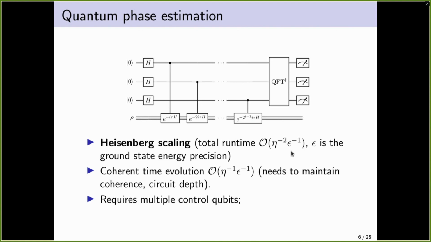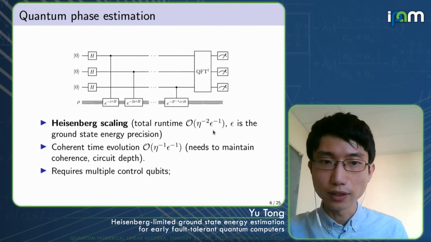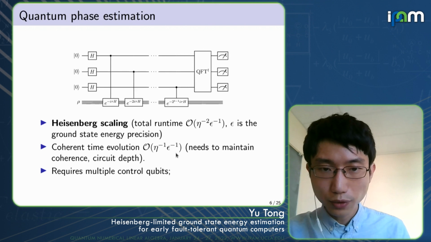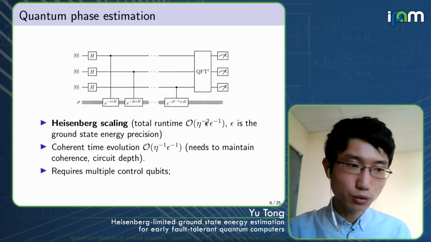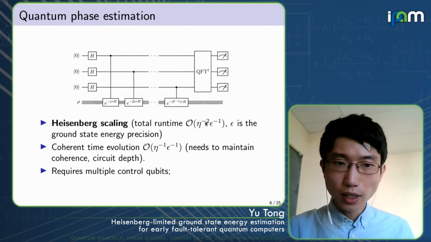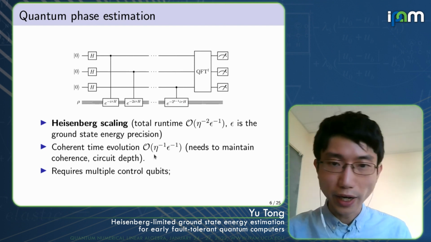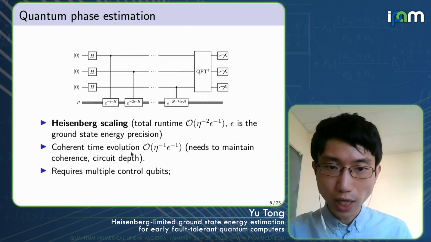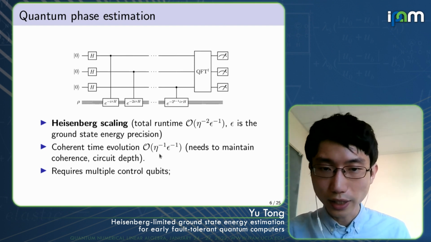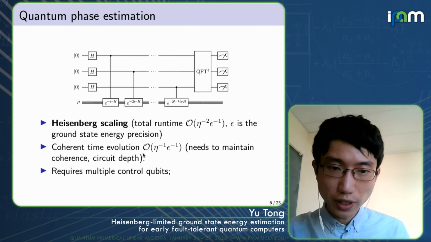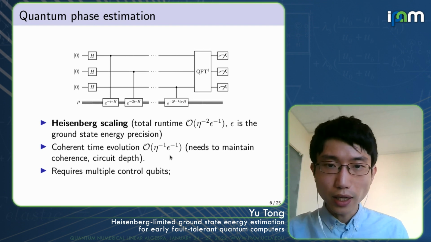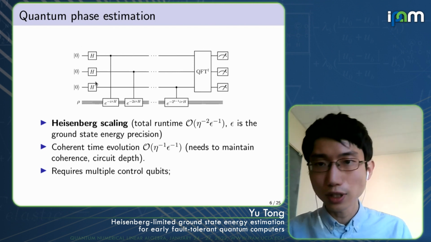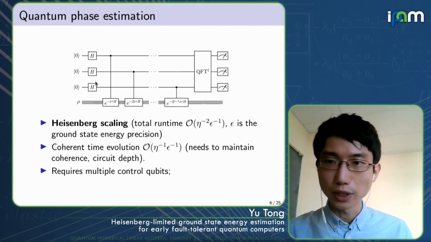Let's focus on this epsilon inverse scaling. This is actually the optimal scaling you can possibly get for the generic case, and it is called the Heisenberg-limited precision scaling. This is a pretty nice scaling. This is the total runtime; basically, you need to run this quantum circuit multiple times. We have another criterion for judging how hard this problem is, which is the circuit depth. Here we need to run time evolution coherently for a length of time that scales like eta^-1 times epsilon^-1. This is how large your circuit depth needs to be. Also, this algorithm requires multiple control qubits, as can be seen here. The number of ancilla qubits you use needs to increase if you want increased precision.